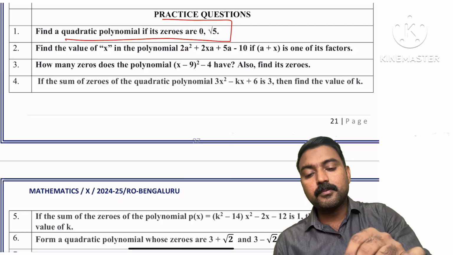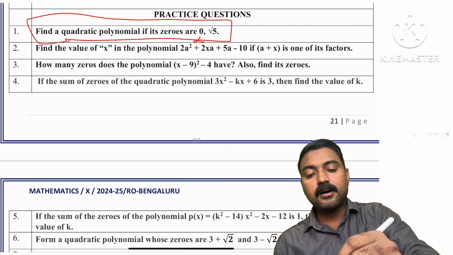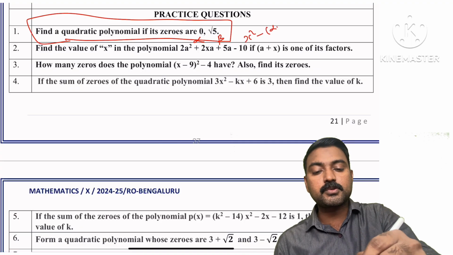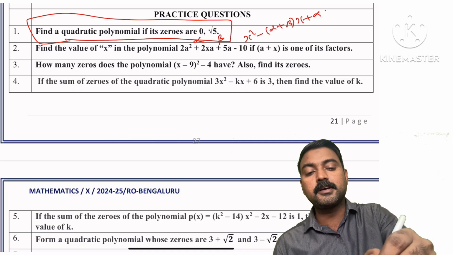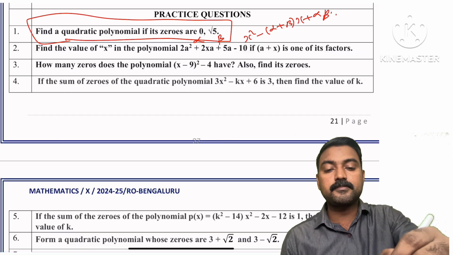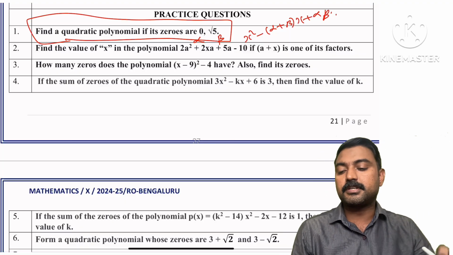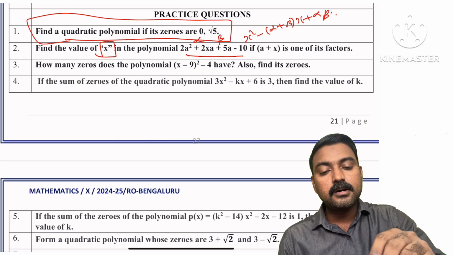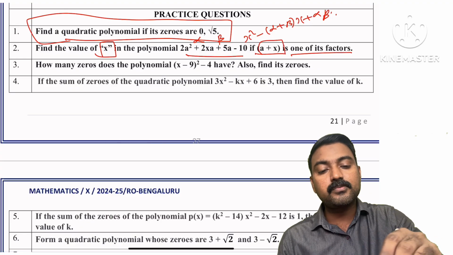Find the quadratic polynomial by using zeros. Here the zeros are alpha, beta, which is root 5. The same equation we used, x square minus of alpha plus beta into x plus alpha beta, can be used. So you may get the quadratic polynomial. Now find the value of x in the polynomial. This is, a plus x is one of its factors.